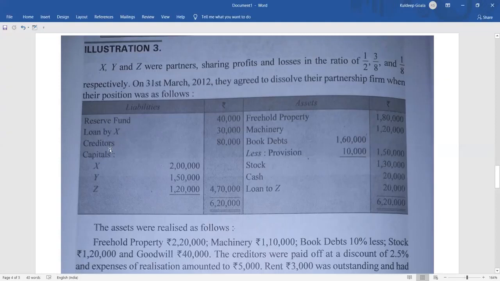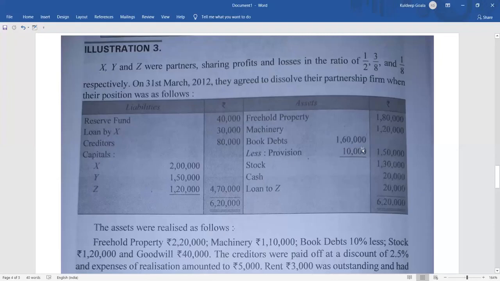So then coming to the next one, creditors are 80,000. Capital of X, Y, and Z is 2 lakh, 1,50,000, and 1,20,000 respectively. And on the asset side, we have freehold premises, machinery, and book debt, that is the debtors. Book debt means the debtors, 1,60,000. Provision was 10,000.